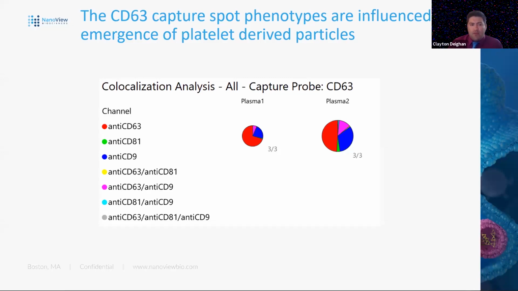And we get about a quarter of them that co-stain CD9, which we can clearly see happens. We can see the CD9 spot entrains plenty of CD63. But looking at the pie on the right for plasma 2, we see a big expansion of the pink slice, and that's the CD63, CD9 colocalized slice. And then we see a big expansion of the CD9 stainers in addition, and that goes hand in hand with the idea that there's a big class of CD41A platelet-derived particles that have shown up, and they're positive for both CD9 and CD63, and thus they start to show up in your analysis on those capture spots.